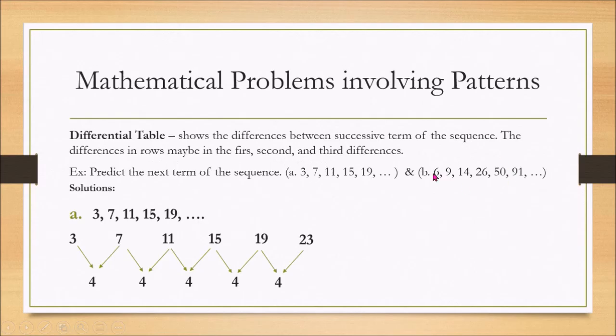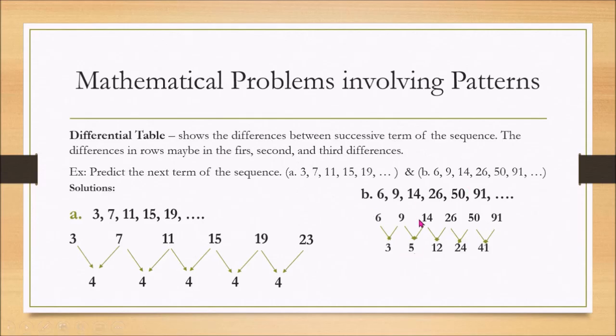Next, for the sequence B, we have 6, 9, 14, 26, 50, and 91. That is 1, 2, 3, 4, 5, 6. We are looking for the seventh term of the given sequence. So let's copy the given. Let's leave a little space in between the numbers so that we will be able to find the difference of the numbers. This will be our first difference. This will be our differential table.